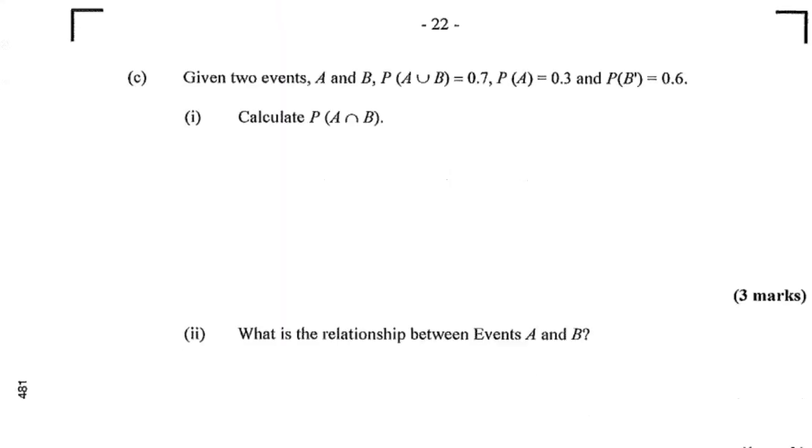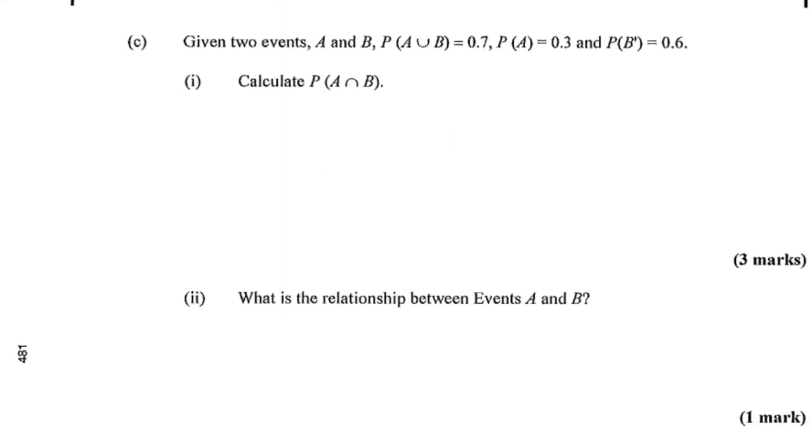Part C, given the two events A and B, probability of A union B is 0.7, probability of A is 0.3, probability of B complement is 0.6. Now, if B complement is 0.6, then the probability of B is equal to 0.4. Always remember, the probability of B plus the probability of B complement must equal 1. So if B complement is 0.6, then B is 0.4. That's how it works. Alright?